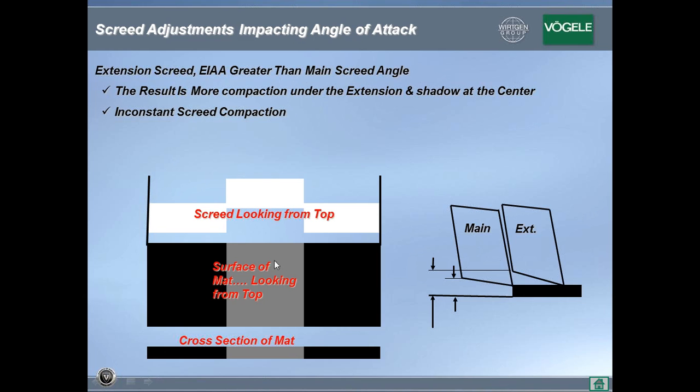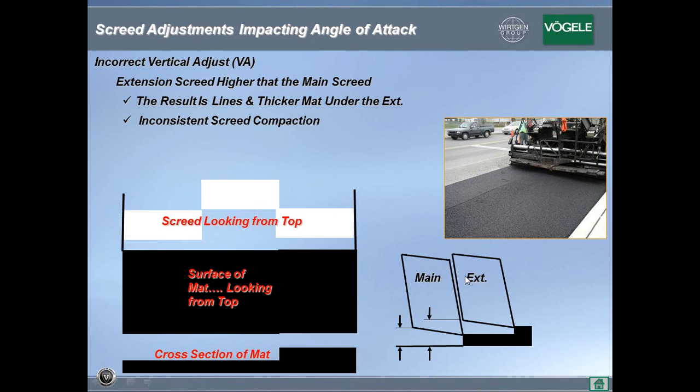There will be no lines, but you will see more of a shadow in the mat, which indicates lesser density in front of the main screed, because the in-place density is different, because that much more asphalt flows under the extension compared to the main, which is only that much. As you can see here, that's an indication. It's a tighter mat. It's a denser mat, higher in-place density.